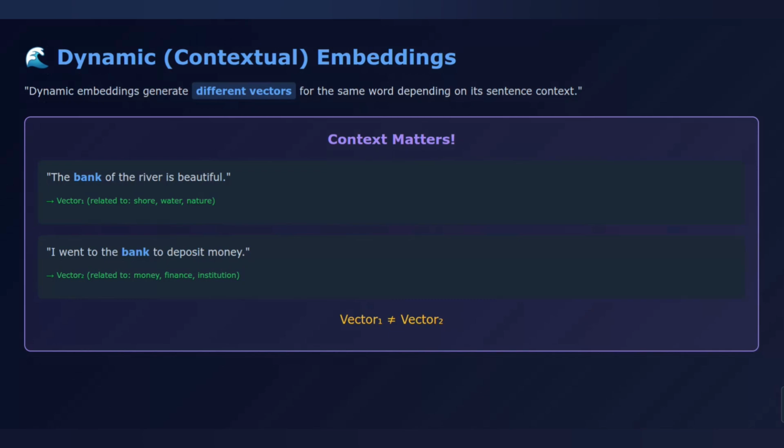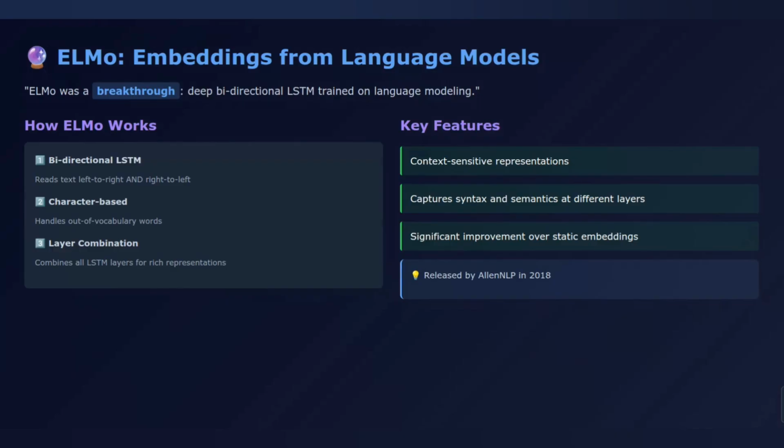Vector 1 does not equal vector 2. The model actually understands the context and adjusts accordingly. This is revolutionary. ELMO, which stands for Embeddings from Language Models, was a breakthrough in 2018 from Allen NLP. ELMO uses a deep bidirectional LSTM trained on language modeling. Let me break down what makes it special.